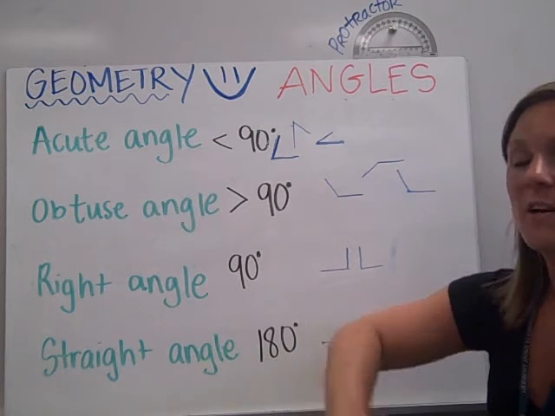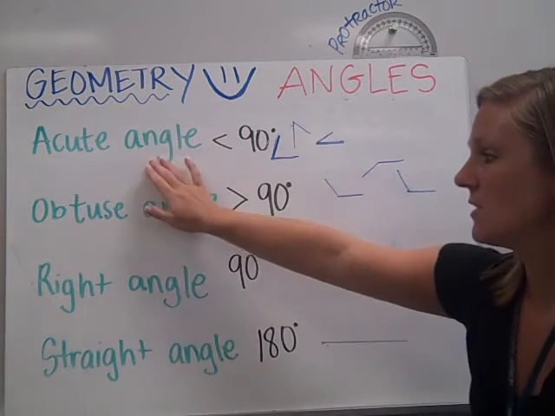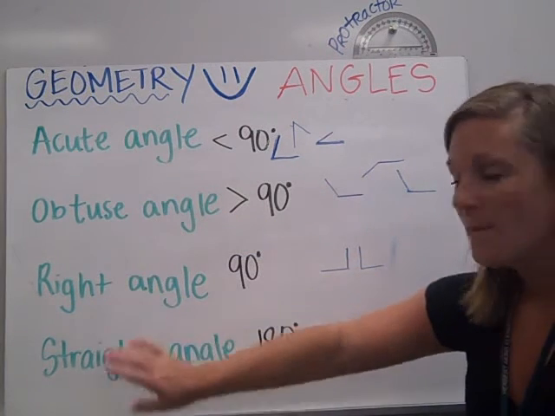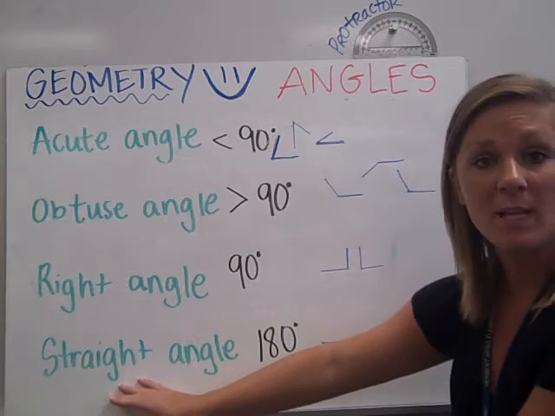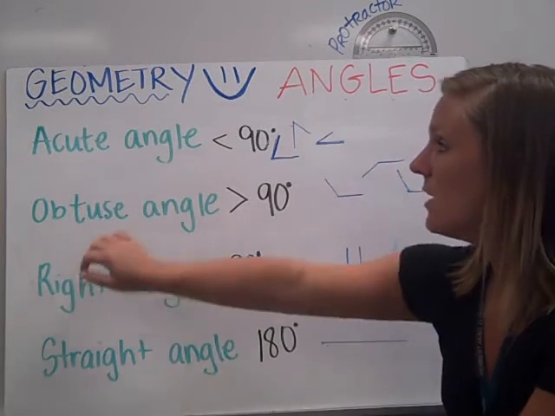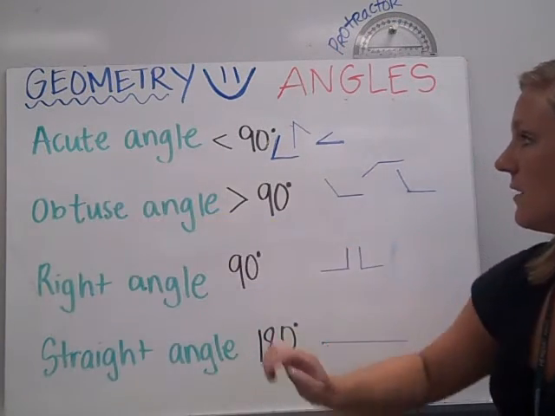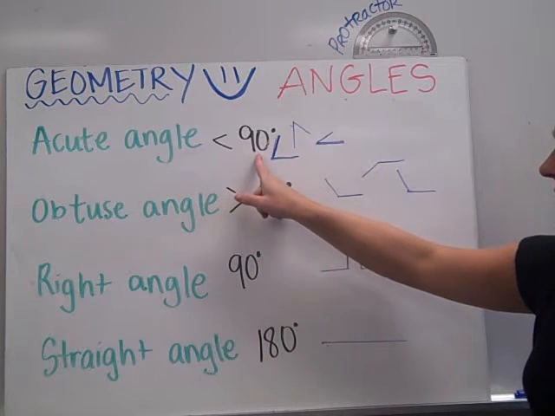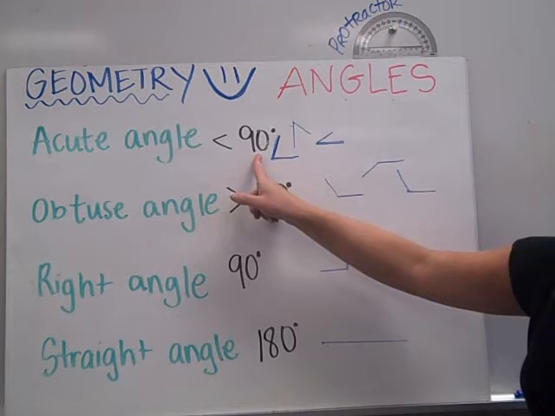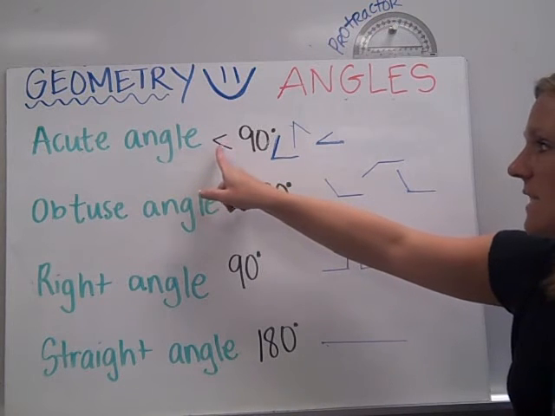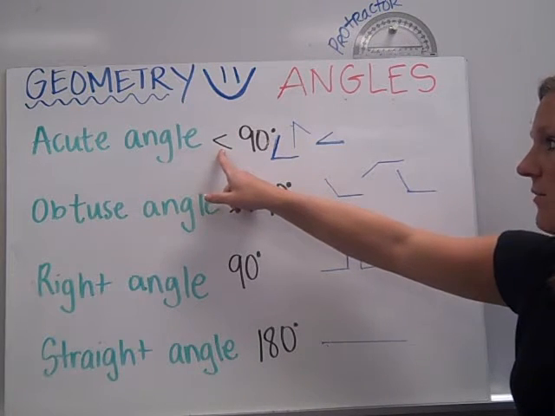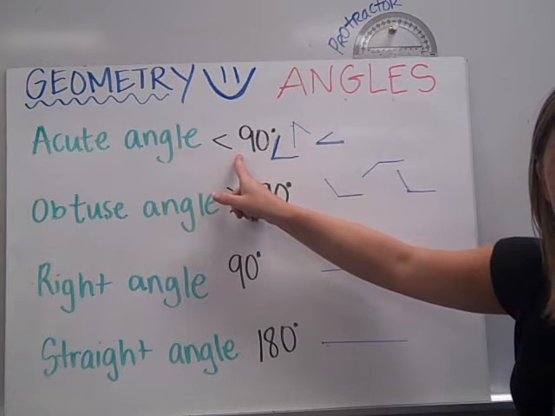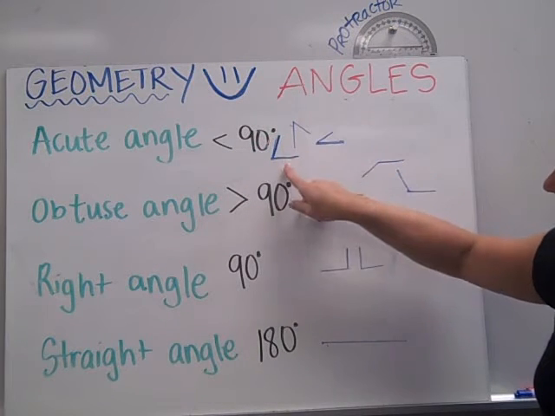There are 4 different kinds of angles. We are only concerned with the first 3, but for those of you that wanted to know, I went ahead and told you the 4th one. So an acute angle is an angle that is less than 90 degrees, okay? And an easy way to remember this is the less than sign itself will never be more than 90 degrees either. So here's some different examples.